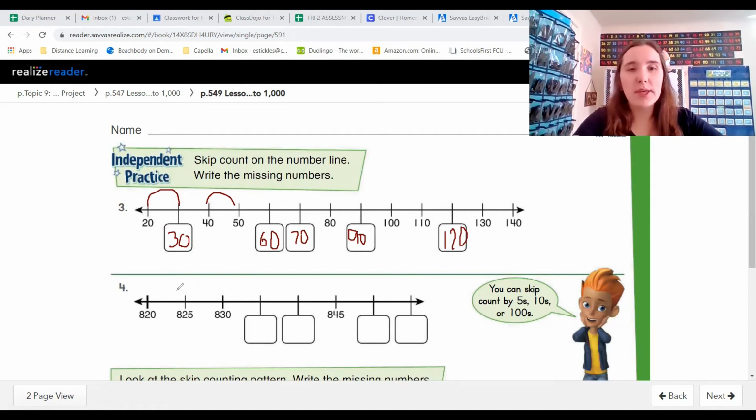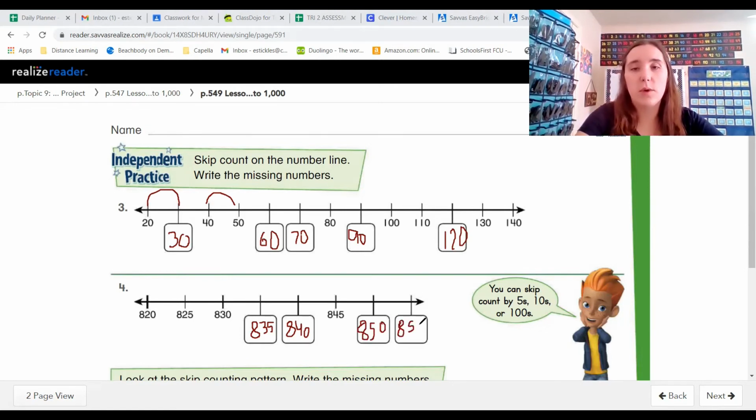Okay, so I'm looking at the 1s first here. I see 0, 5, 0. So I'm seeing a pattern already in my 1s, and I'm seeing 20 to 25 would be adding 5. So I think we're skip counting by 5s. So 820, 825, 830. If I add 5 more, that would be 835. Plus 5 more would be 840. Plus 5 more, 845, plus 5 more would be 850, plus 5 more would be 855.